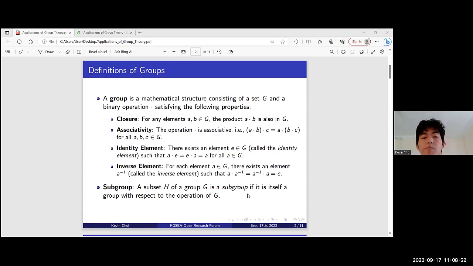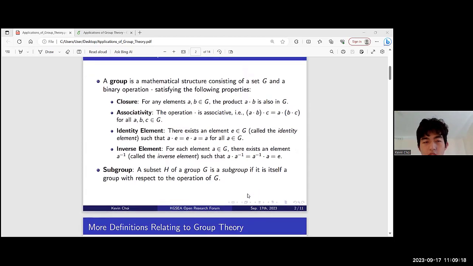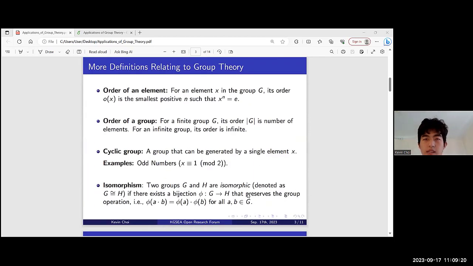For subgroups, I'll explain this a little later in the next slides too, but a subset H of a group G is a subgroup. It's the same as the concept of a set and a subset, where there's a subset H inside the set G, and here it's a subgroup H inside the group G, having all the operations of G as well. I'll just talk about more definitions relating to group theory, and knowing all these definitions will be essential for some of the proofs and applications I'll show you in the next slides.